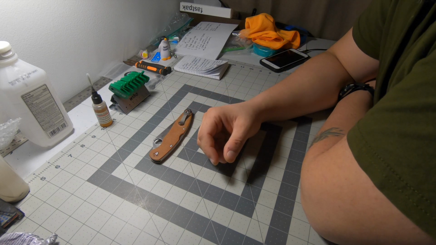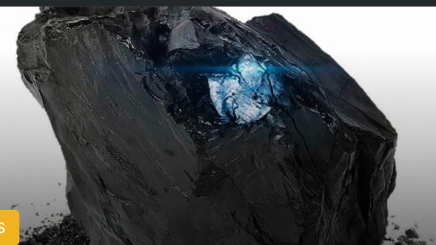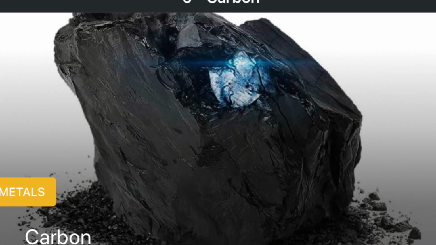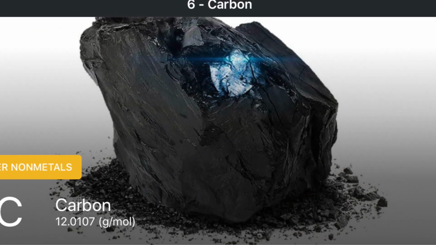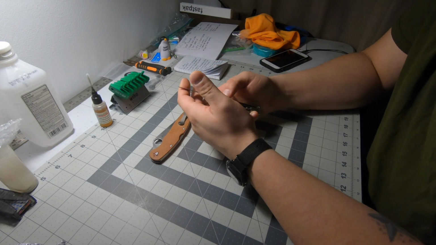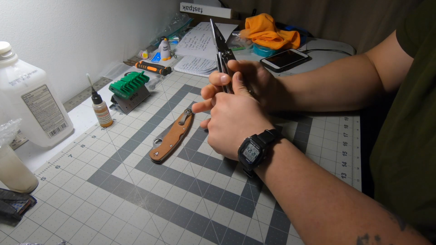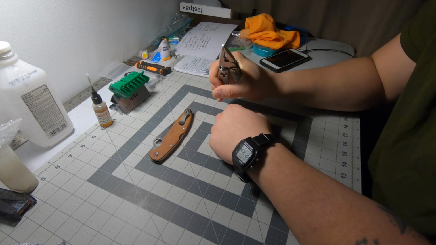So, first is carbon. Obviously, it's the most important for steel. It gives steel its characteristics of being a steel, and it also raises the strength, the hardness, and resistance to wear and abrasion.